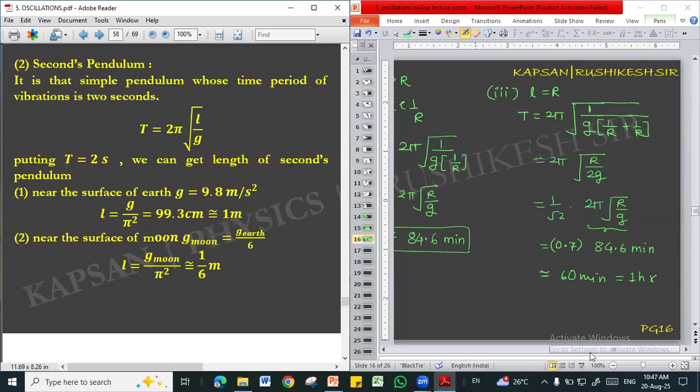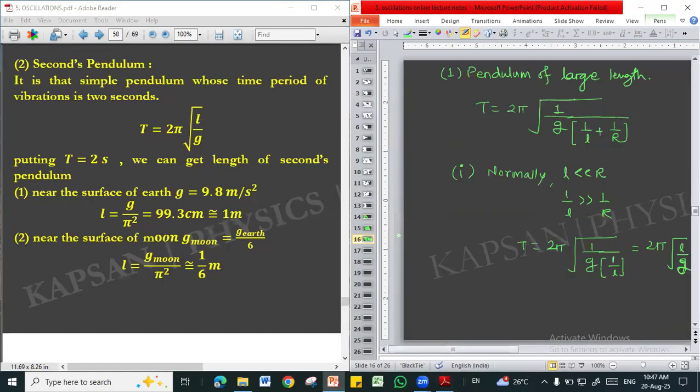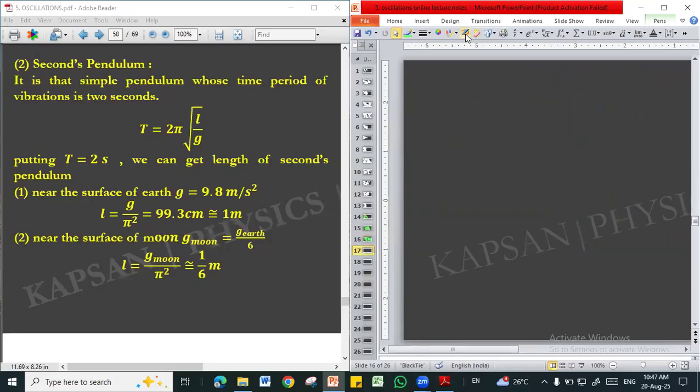Okay. Now second type of pendulum. The second type of pendulum is seconds pendulum. First type of pendulum was large length pendulum. Now we have seconds pendulum. What is seconds pendulum? Seconds pendulum is a pendulum whose time period is equal to 2 seconds. That's it. Just a time period 2 seconds असतो, not 1 second, 2 seconds. It is a simple pendulum whose time period of vibration is 2 seconds. That's it. So any pendulum having time period equal to 2 seconds is known as seconds pendulum.